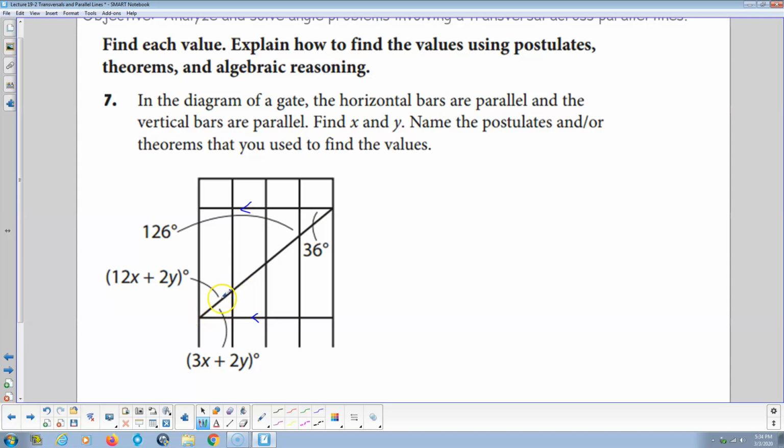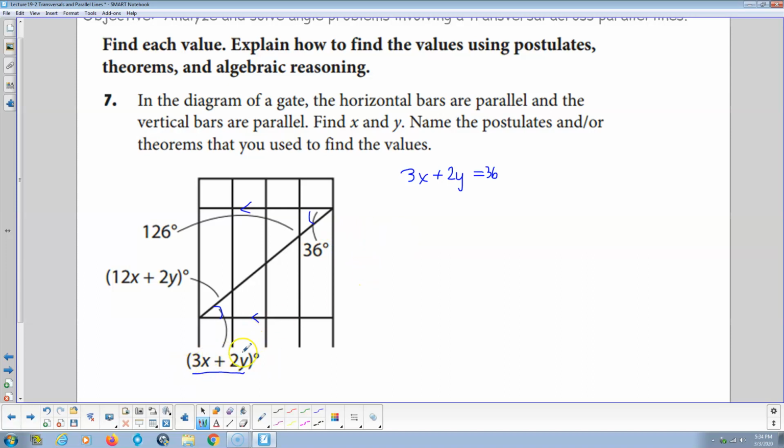Okay. Well, here we go. These guys are parallel. So this guy here is a transversal. These are alternate interior angles. What do we know about alternate interior angles? When a transversal cuts parallel lines, we know they're congruent. So this angle here, 3x plus 2y, equals 36. Oops, forgot to put the 3 in there almost.